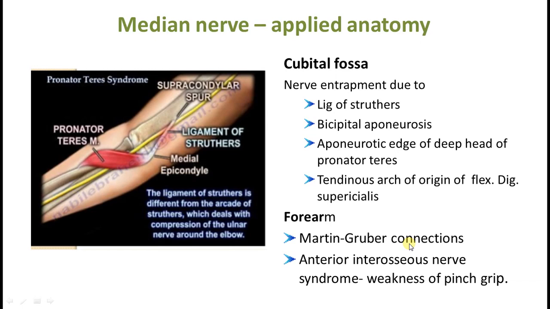So in the last slide itself you have seen the anterior interosseous nerve syndrome, weakness of pinch grip. Which means the patient should have a very strong pinch grip. So you should adduct and hold a piece of paper in between. While trying to pull the paper, the fingers should not flex. It should be kept in an adducted and extended position.